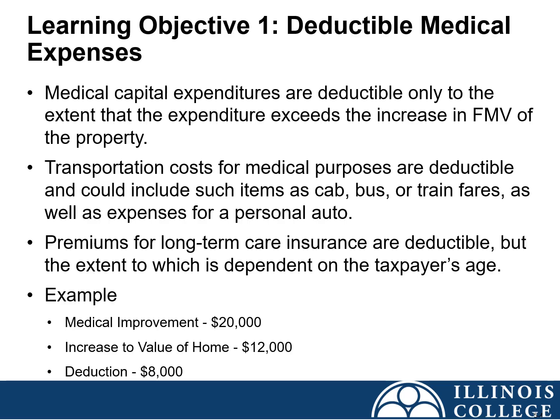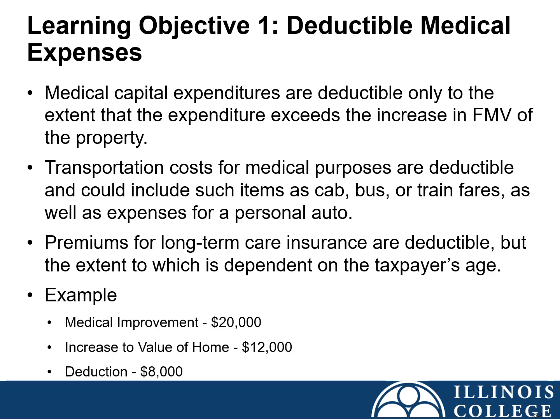So what does that mean? Well, let's walk through an example to demonstrate. Suppose a taxpayer installs a medical improvement to their home and it costs $20,000. Now, when they look at how much that improvement increases the value of their home, it increases the value by $12,000. So the portion that's going to be deductible is only the portion above what did not improve the value of their home.